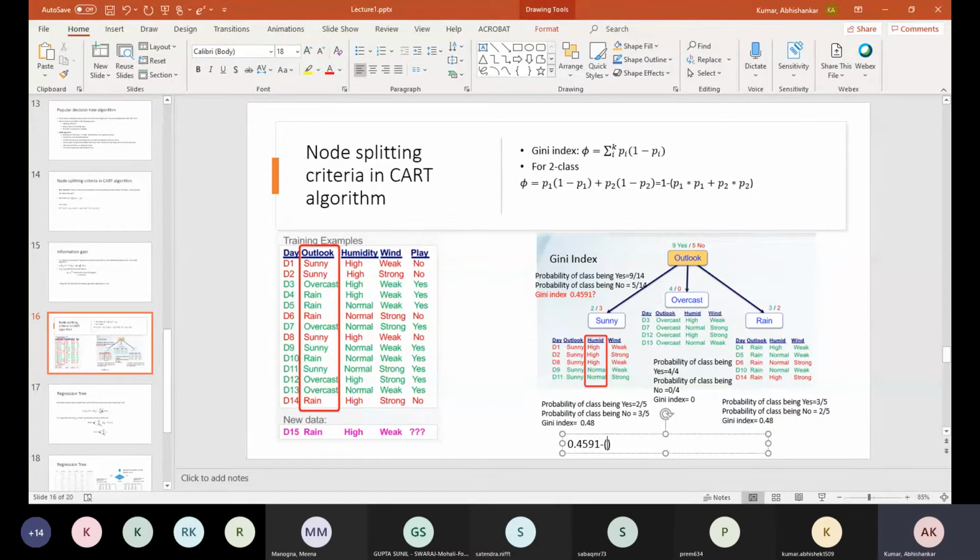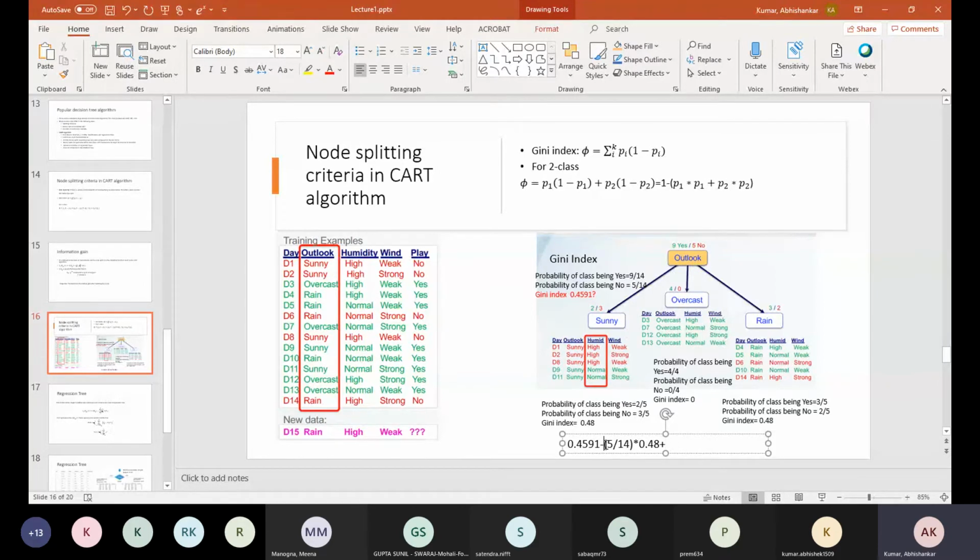So let's say we are going to derive weight for Sunny. What will it be? 5 by 14, weight? 5 by 14 into 0.48. Okay. So this is nothing but the weighted Gini index actually. When you split the node, you have to calculate the weighted Gini index and then subtract it from the parent node.